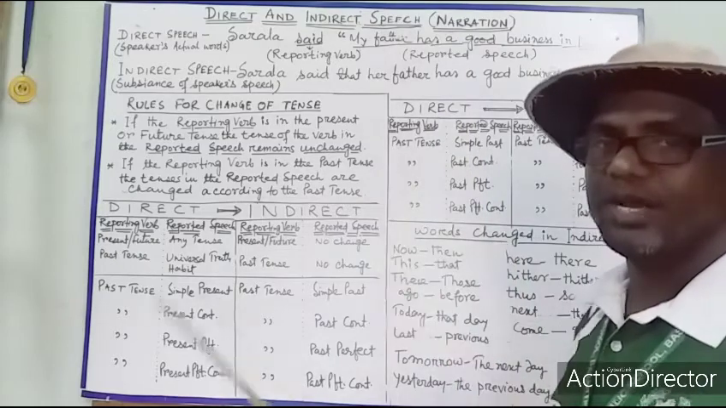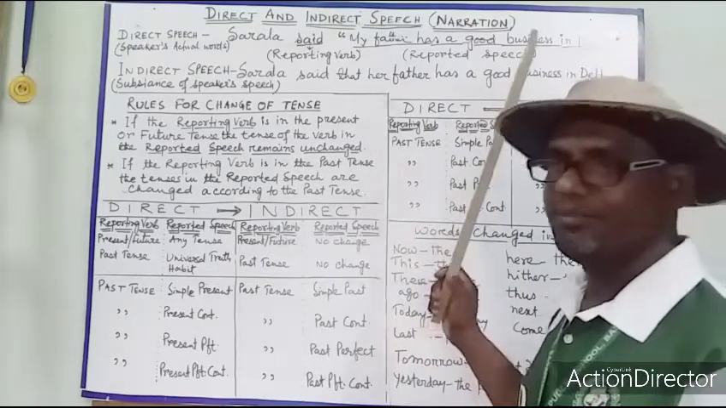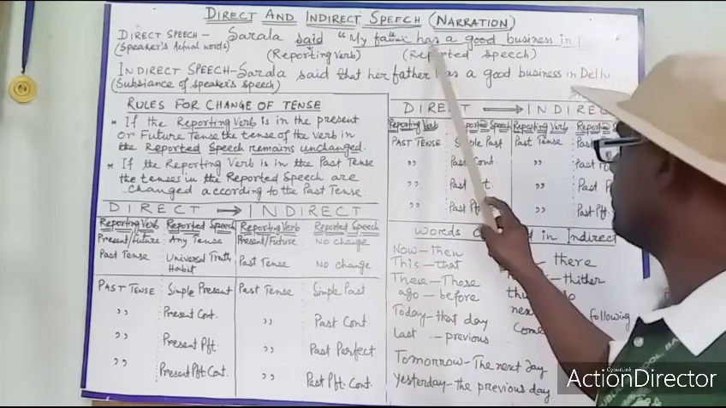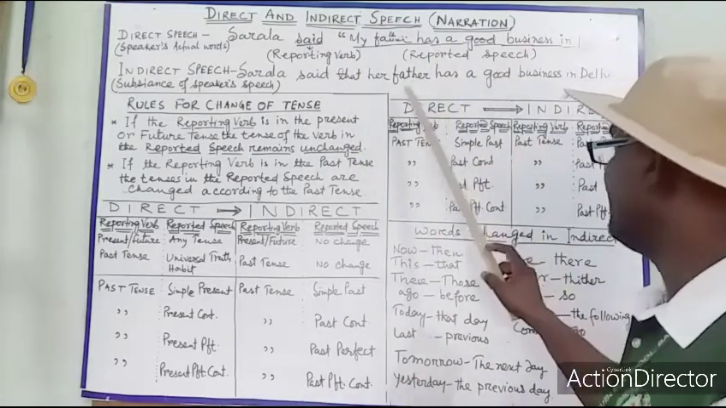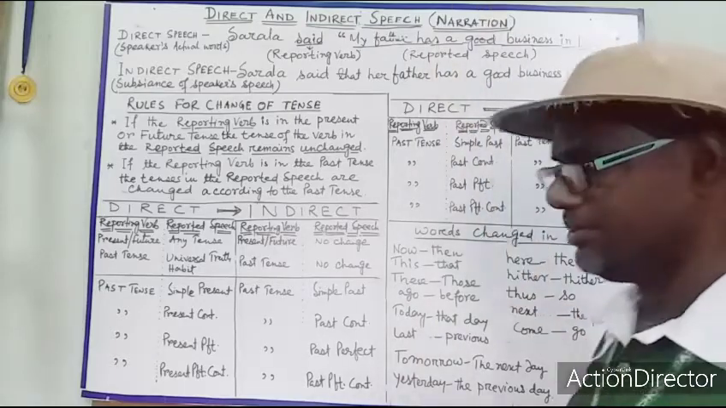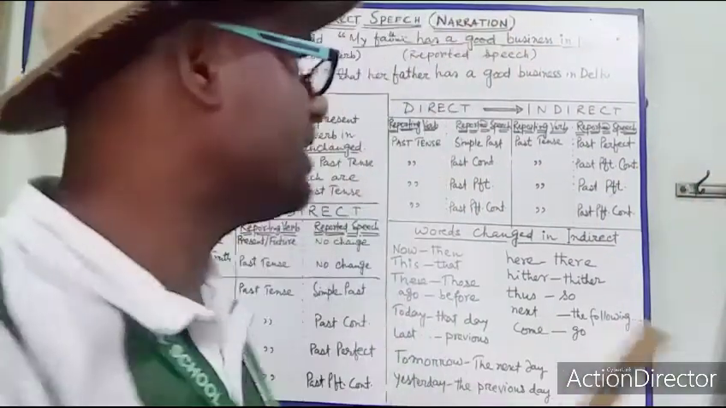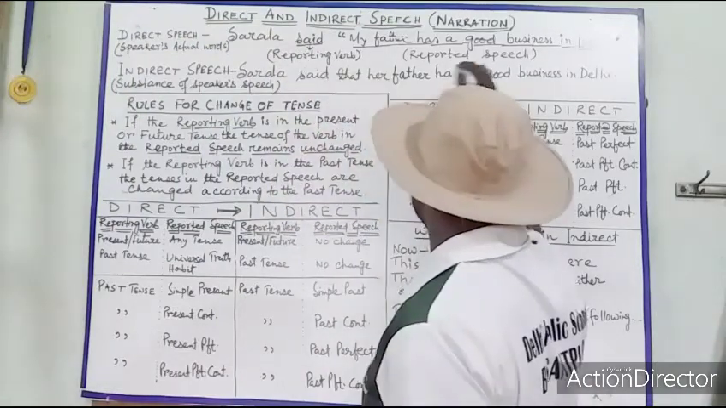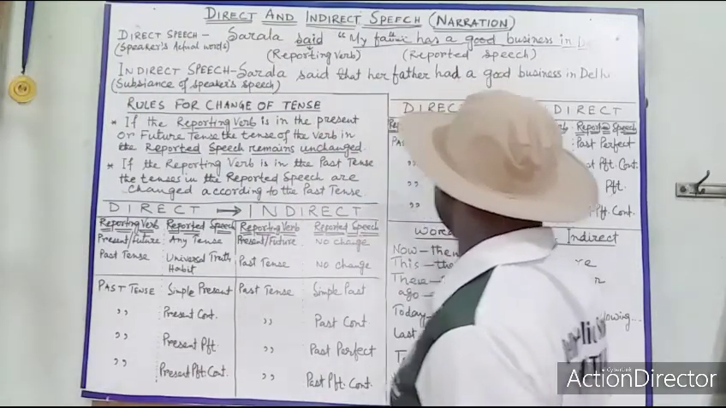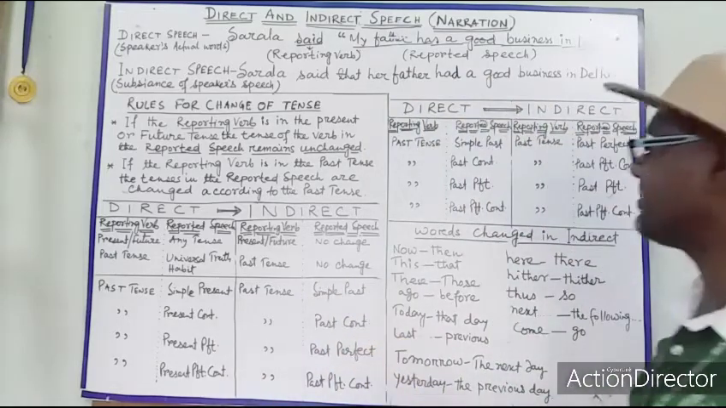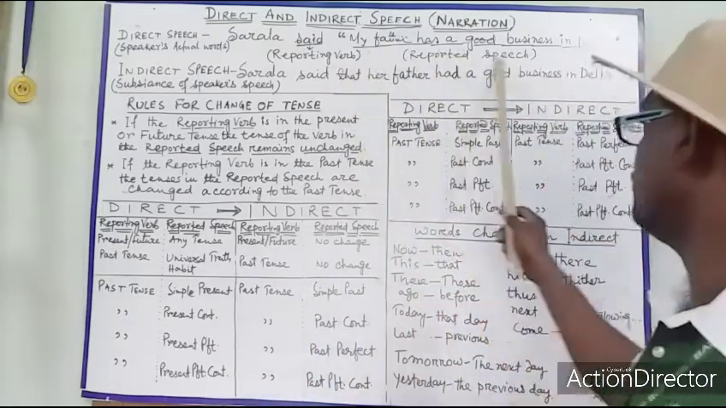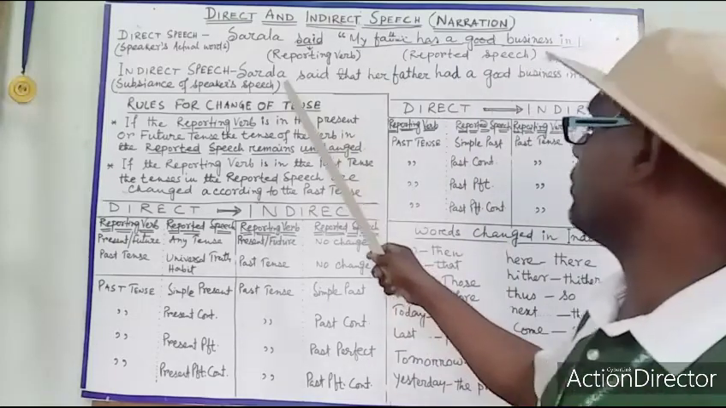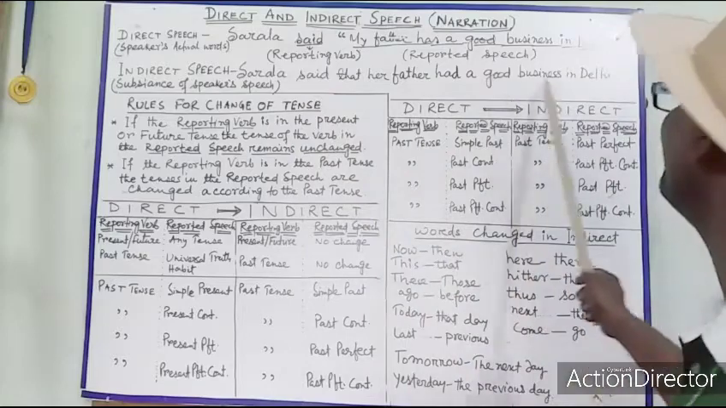So the tense of the verb will be as per past tense. Here this is in past tense, and this will also be past tense. Has a good business, actually this will be had. Okay, now you can understand, there was a mistake. So if this is in past tense, this will also follow the rule of past tense. If Sarala said, my father has a good business in Delhi, the answer will be: Sarala said that her father had a good business in Delhi.